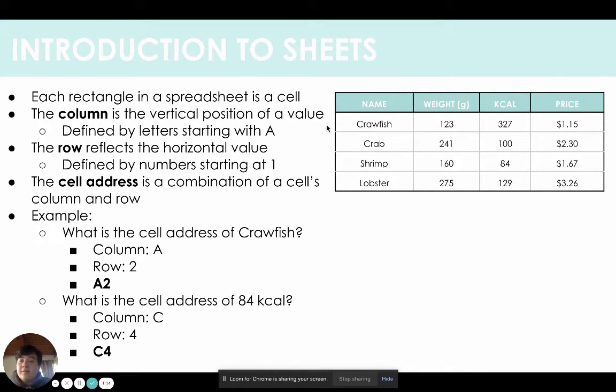On the other hand, we also have rows, which are horizontal groups of values, and these are denoted by numbers that start at 1. So if we look at all the labels, this would be row 1, and if we look at crawfish and all the values to the right of it, that would be row 2, and so on.